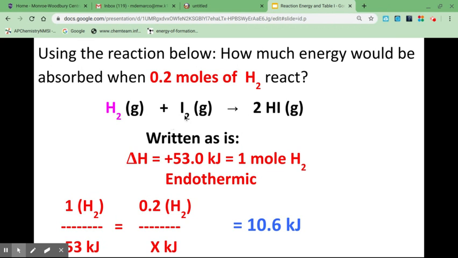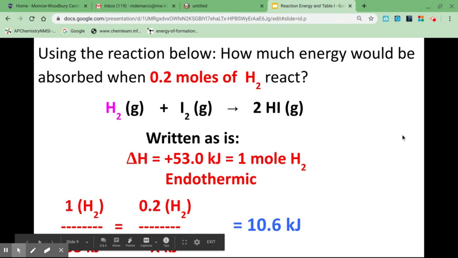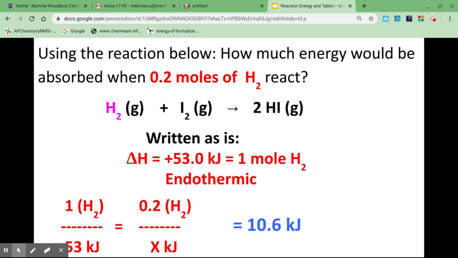Here I have 1 mole getting this amount. I have 2/10 of a mole. So I have 2/10 of the energy. Nothing too crazy mathematically. Again, you may want to watch this example over again to understand the process, follow it through.